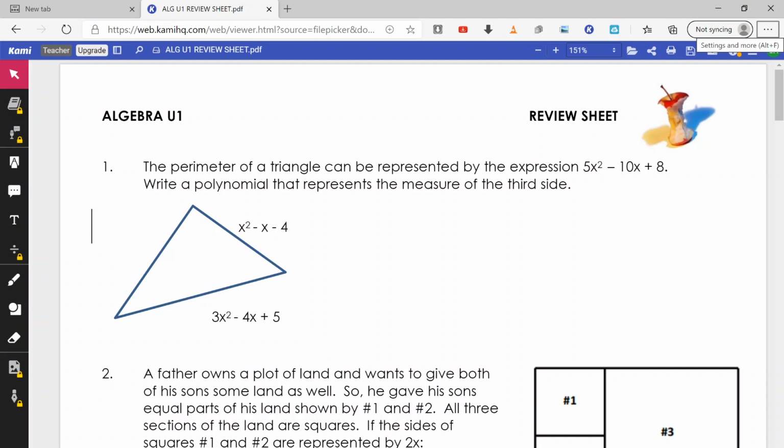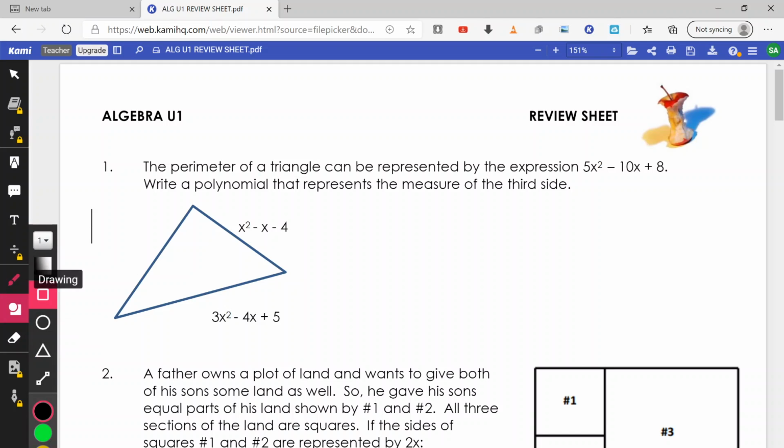So the first problem: the perimeter of a triangle is represented by the expression 5x squared minus 10x plus 8. Write a polynomial that represents the measure of the third side. So here we have this side is 3x squared minus 4x plus 5. We have x squared minus x minus 4. And we get the whole thing of 5x squared minus 10x plus 8. So the question becomes, how are we going to figure out really what the third side is?